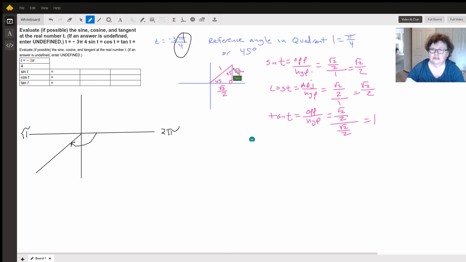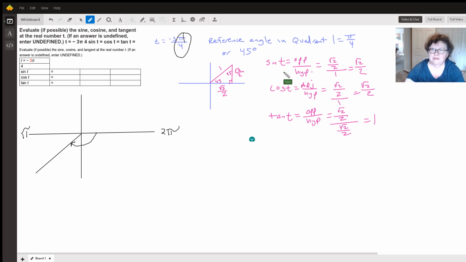So my hypotenuse is 1. And then I would have a 45, 45, 90. I got the two other sides by just using the formula for 45, 45, 90. So the two sides would be root 2 over 2. If you need help with that, please ask me and I'd be happy to show you that. So now we're ready to find sine, cosine, and tangent of that 45 degrees, or the pi over 4.